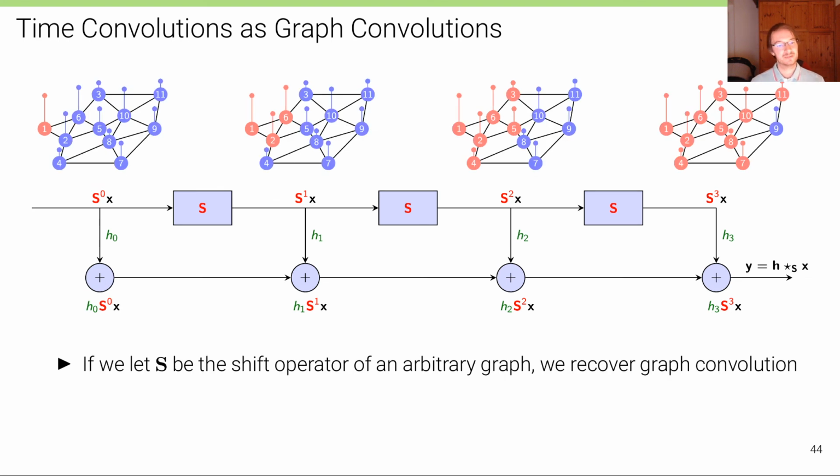Now, if we let the shift operator be a shift operator of an arbitrary graph, not just a line graph, then we recover our more general graph convolutions again. So this is a general graph that we see here, where the height of these dots indicates the value, the signal at each node. And then we can do exactly the same thing as before, but now on a general graph.